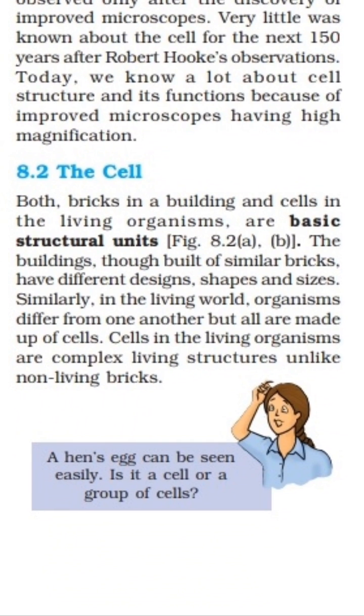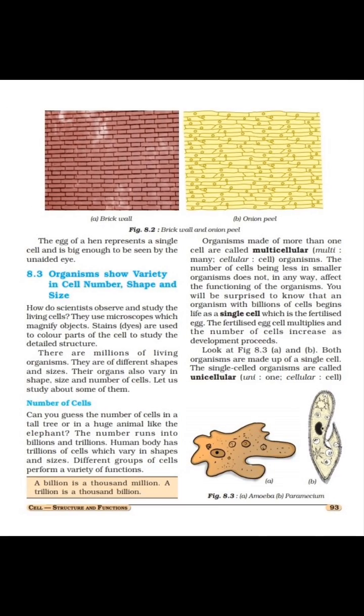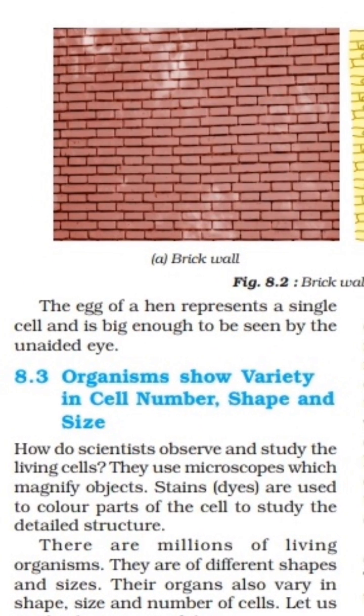Here one question was there: a hen's egg can be seen easily. Is it a cell or a group of cells? Now here the answer was given. The egg of a hen represents a single cell and is big enough to be seen by the unaided eye.